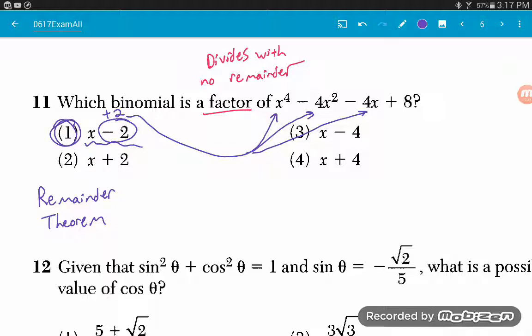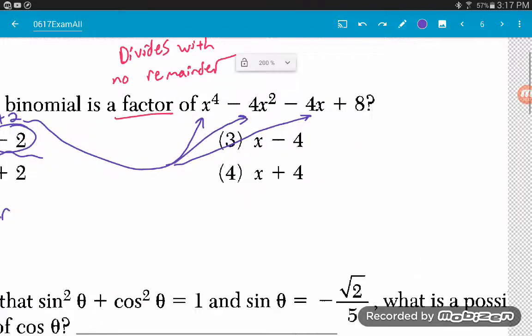So I want to plug in positive 2, whatever the opposite sign is. So if it was like this one, it'd be negative 2. If it was this one, it'd be positive 4. If it was this one, it would be negative 4. So you just switch the sign. So I'm going to plug in positive 2, because I'm going to check for answer number 1.